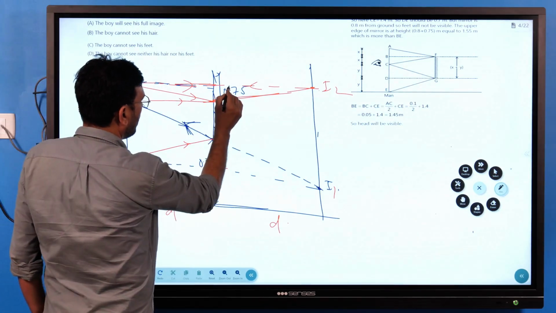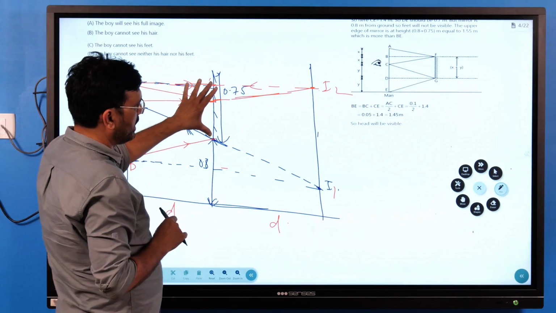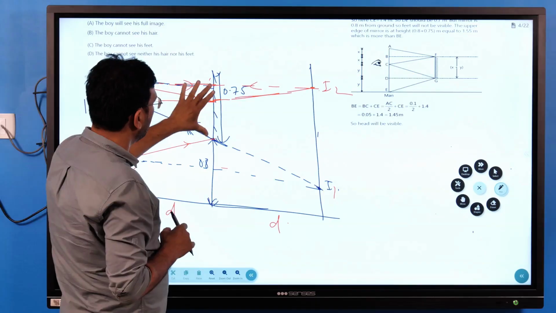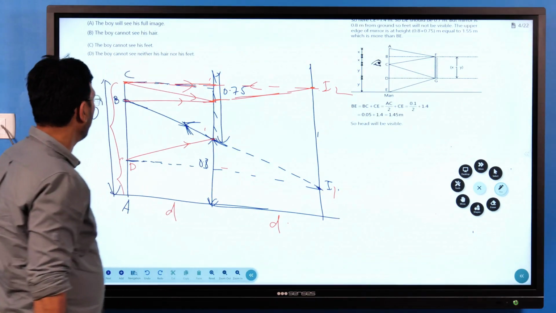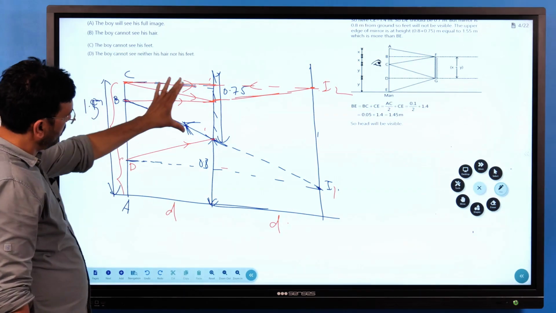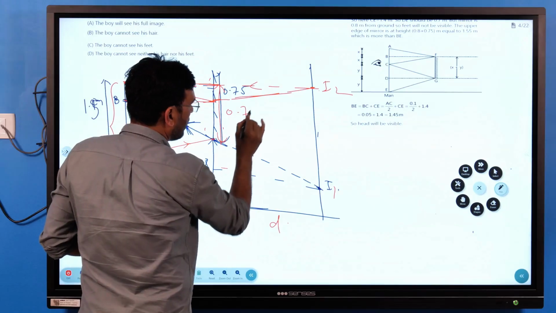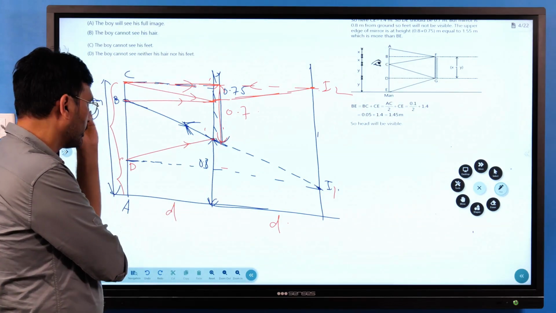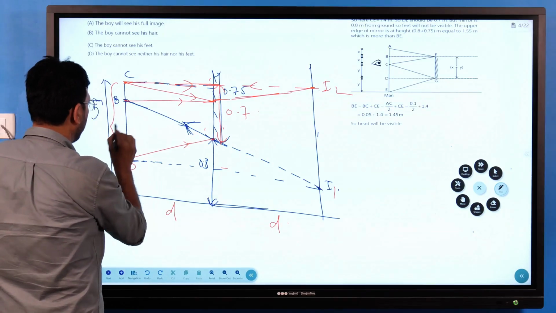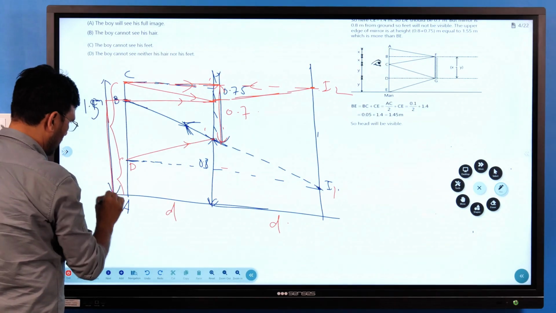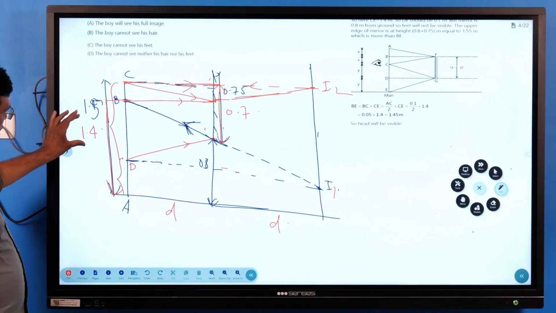So this portion will be how much? 0.75. This full thing is 0.75, but the mirror is at 0.8 and the person's height is 1.5. So this length will be 0.7 only. And now how much is this height, from here to here? This is 1.4.